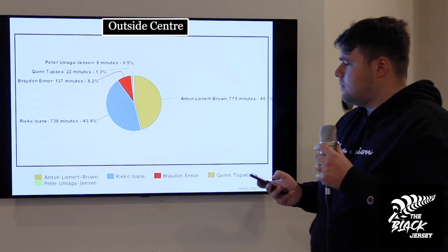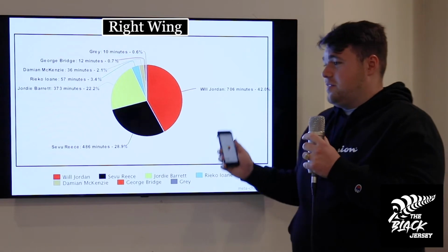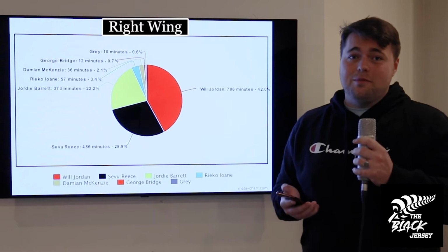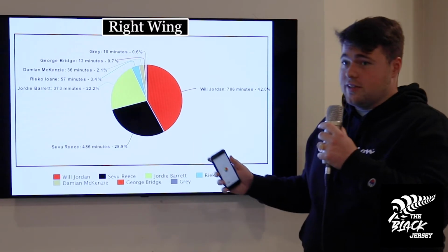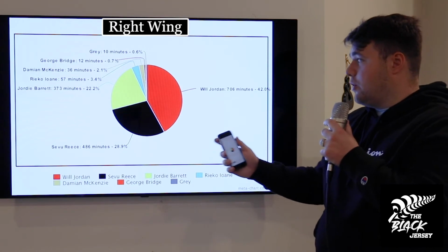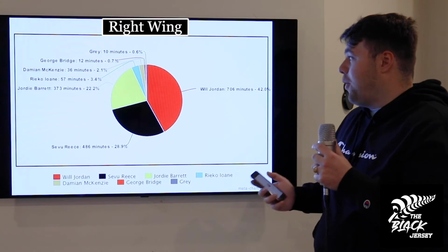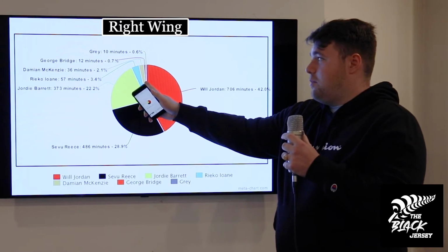We now have right wing. Will Jordan has played a massive amount of minutes. I expect him to still be leading the chart come 2023. Savea is obviously the second choice with 486 minutes, so 28.9%. Jordie Barrett's played a significant chunk of the minutes at right wing. Rieko Ioane's played 3.4%. D-Mac 2.1%.